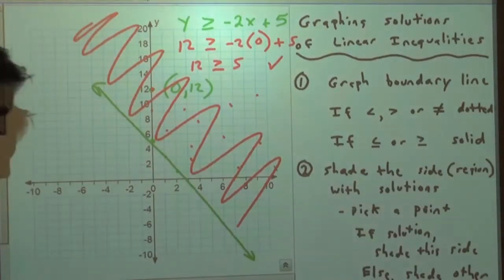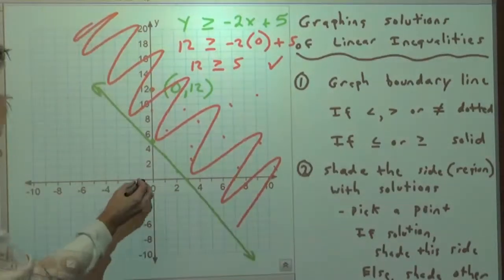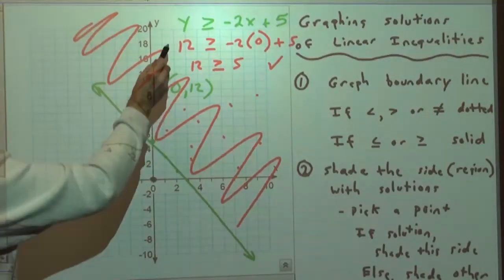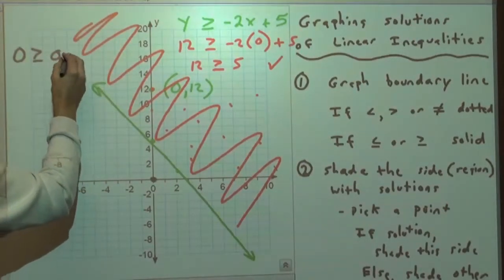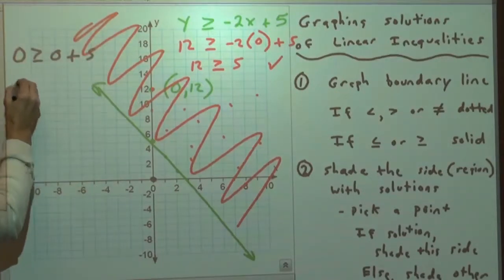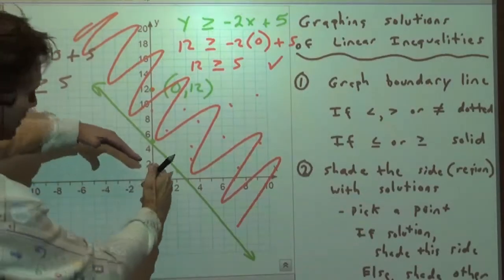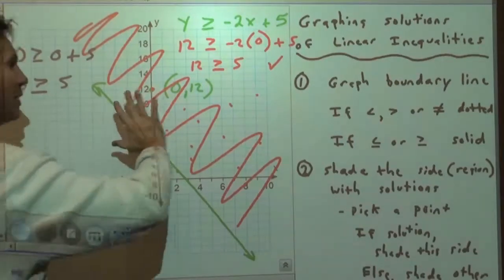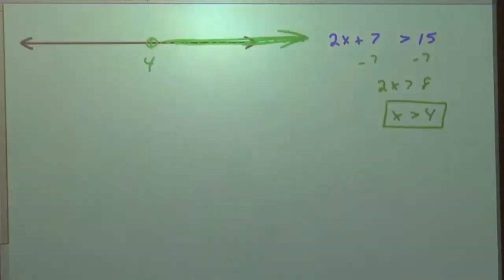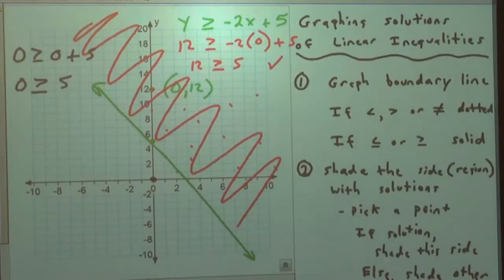One of the easiest points to pick that's not on a line to be able to decipher this is really the point 0, 0, the origin. If you put a 0 in for y and a 0 in for x, you would end up with 0 being greater than or equal to 0 plus 5. It is not true that 0 is greater than or equal to 5, so that substantiates the fact that on this side of the line are no solutions. Boundary, solutions, no solutions.